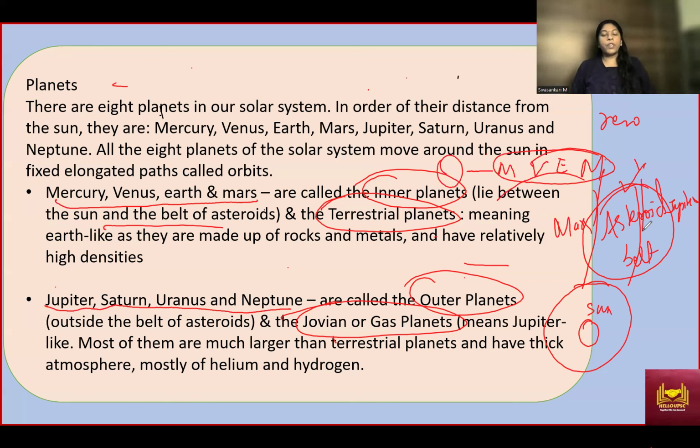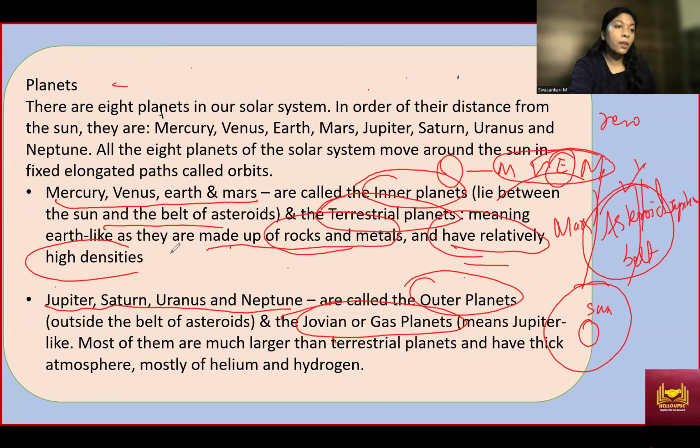Then, differentiation: terrestrial planet, what does it mean? That means they are Earth-like, okay? More similar to Earth. They are called terrestrial planets. They are made of rocks and metals. Mostly you will find rocks in it. So they have relatively high density. They are very dense, very thick, you can say. So Earth is like that; similar to Earth, these planets will be. Again, these four planets are called terrestrial planets.